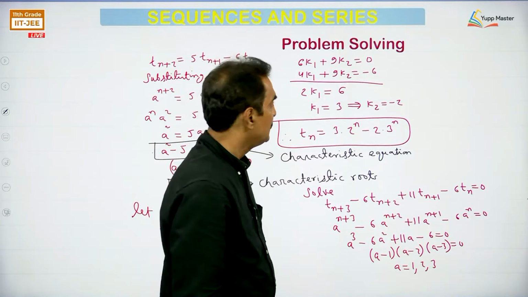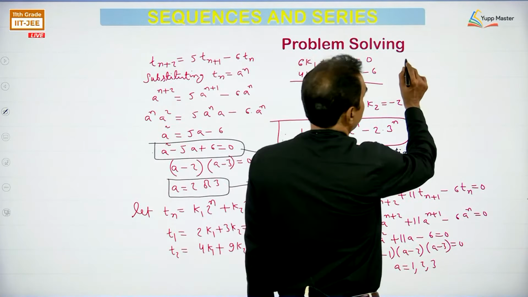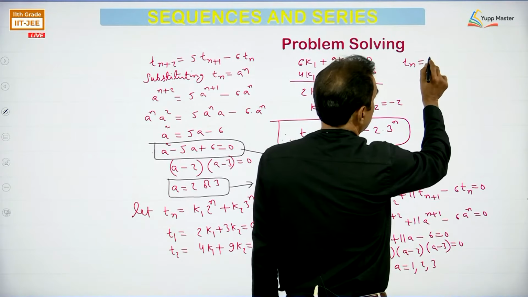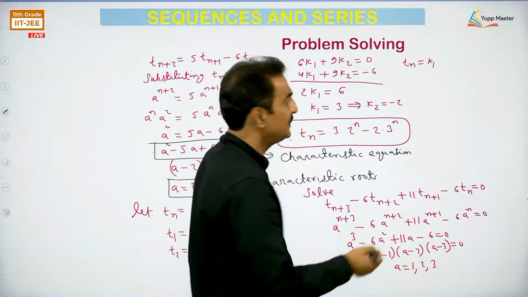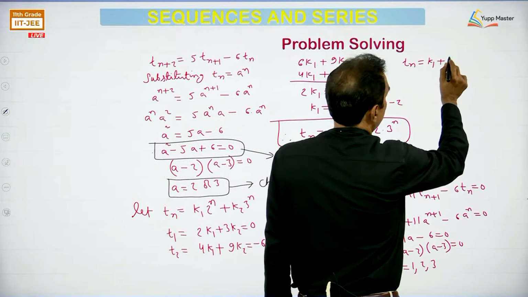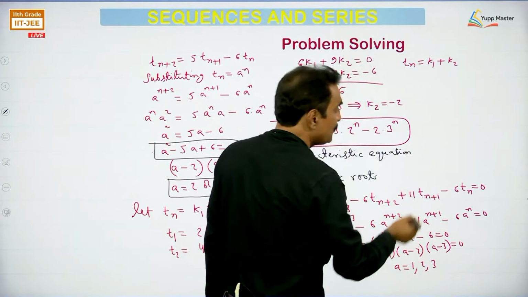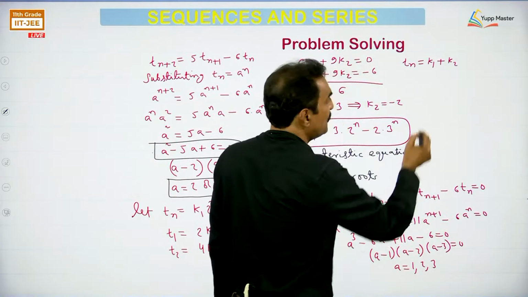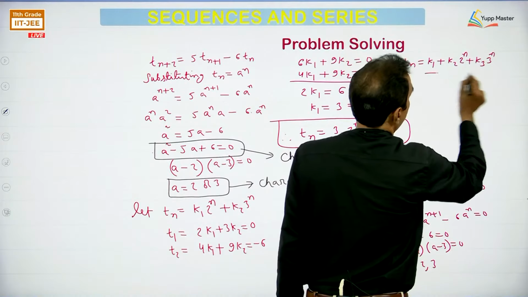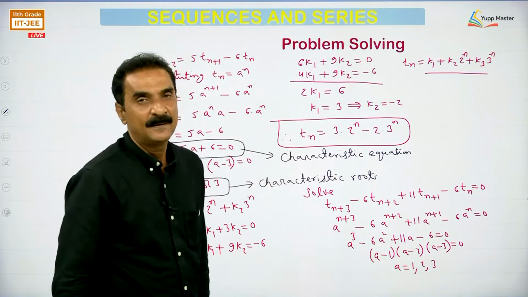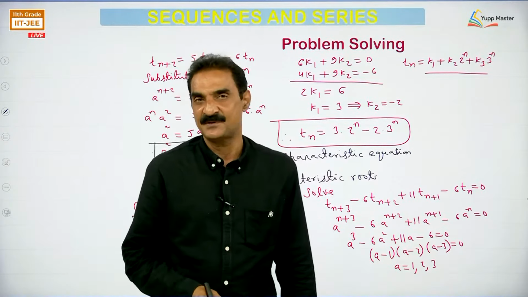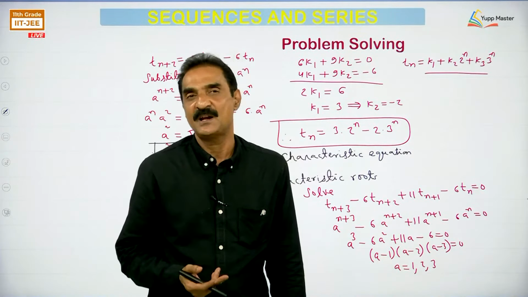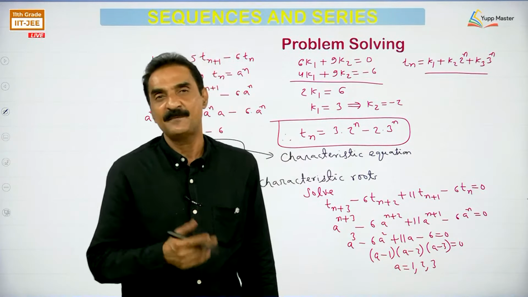Then the nth term will be some constant k1 into 1 power n, 1 power n is 1, plus another constant k2 into 2 power n, plus k3 into 3 power n, alright. And for finding k1, k2, k3 we need 3 consecutive terms. If t1, t2, t3 are given, we can find k1, k2, k3, alright.